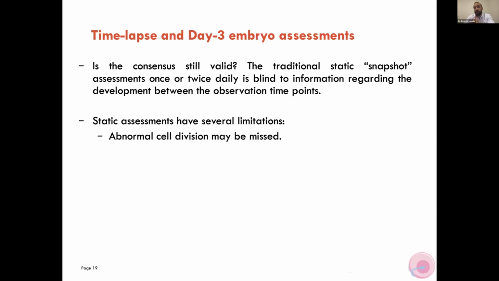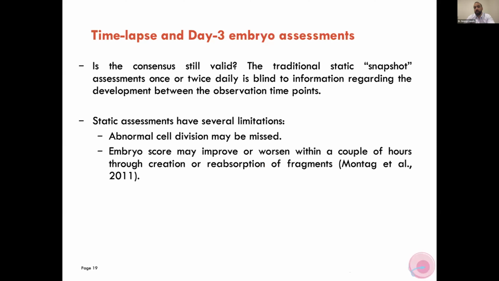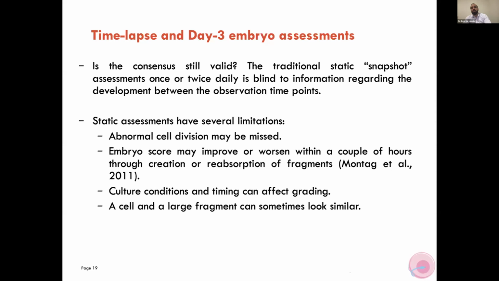We can miss abnormal cell divisions of the embryos. The embryo itself may have an improved or worsened prognosis within a couple of hours through creation or reabsorption of fragments. Also, the culture conditions between laboratories vary. The timing varies between assessments coming from different laboratories. You know that not everything is done based on timing sometimes. Also, a cell and a large fragment can sometimes look similar and be confusing.